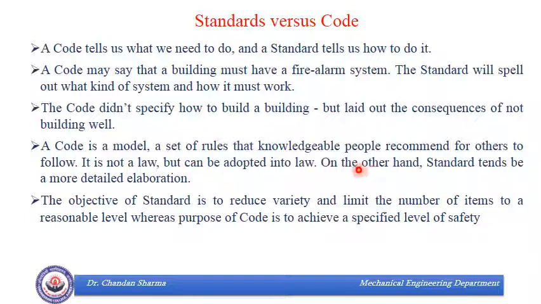On the other hand, standards tend to be a more detailed elaboration. So these are a few points that differentiate codes from standards. Further, the objective of a standard is to reduce variety and limit the number of items to a reasonable level, whereas the purpose of a code is to achieve a specific level of safety. So these are a few differences between standards and codes.